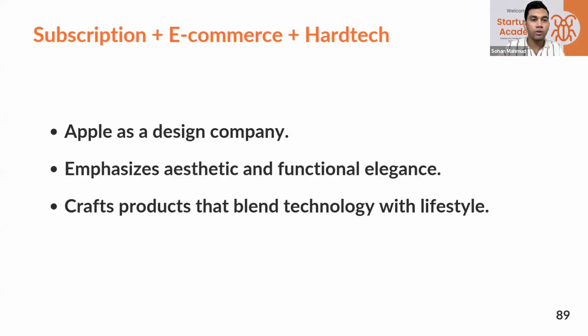So when you're creating your business model, you can look into combining two or three types of business models and have a vision that is different from other companies to set you apart. This emphasizes aesthetic and functional elegance. Apple focuses on design, and it crafts products that blend technology with lifestyle. It will never say, our iPhone has these features, which is better than others. They talk about how these features blend with your lifestyle. That's how they create attention, and that's how people have more relevance with this company.